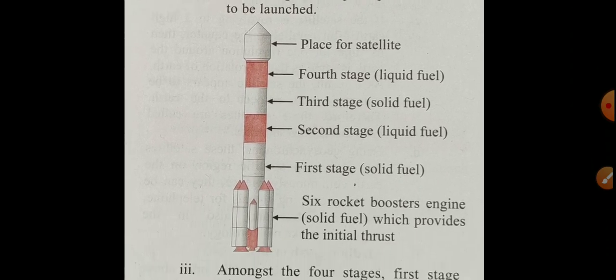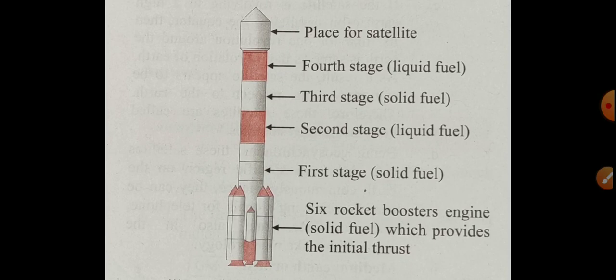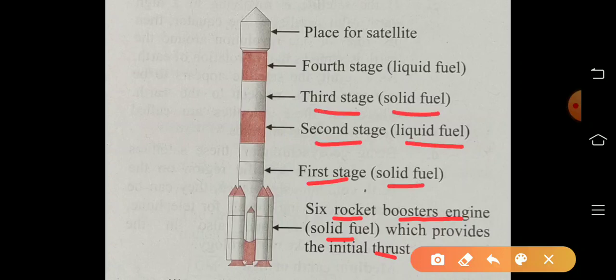Now this diagram, draw carefully and write the labels. What is given? Check from the bottom to top. Now 6 rocket booster engines, that is solid fuel present in this, which provide the initial thrust, that is initial force. Thrust means nothing but perpendicular force. In the first stage solid fuel, second stage liquid fuel, third stage solid fuel, and fourth stage again liquid fuel, and this is the place of the satellite.